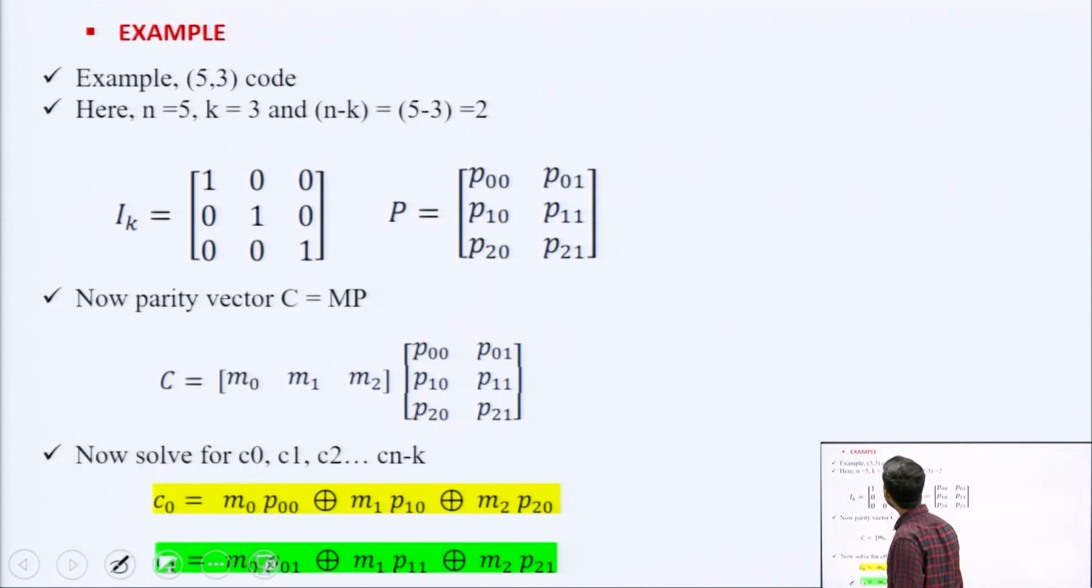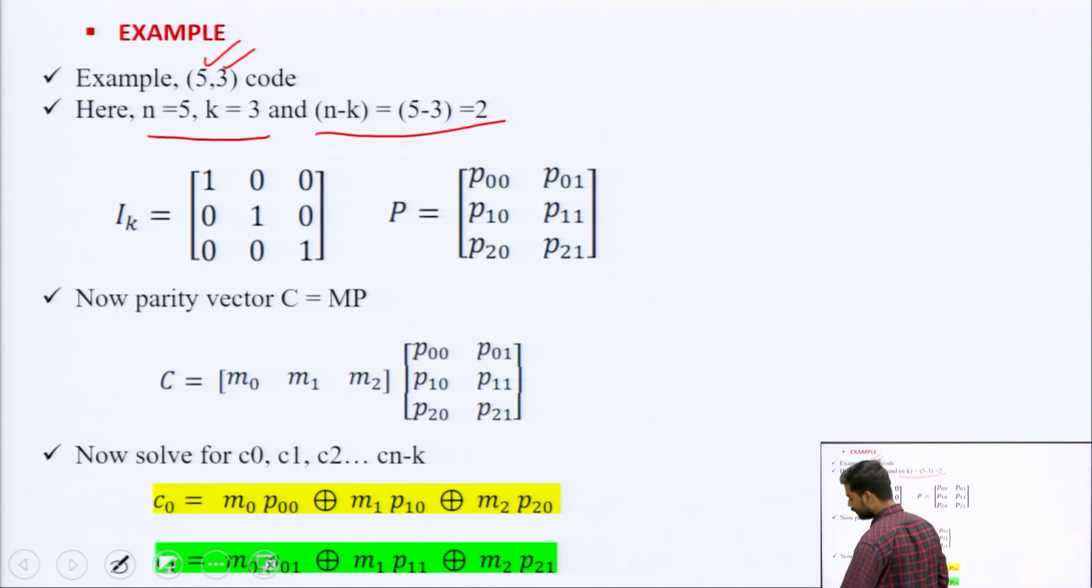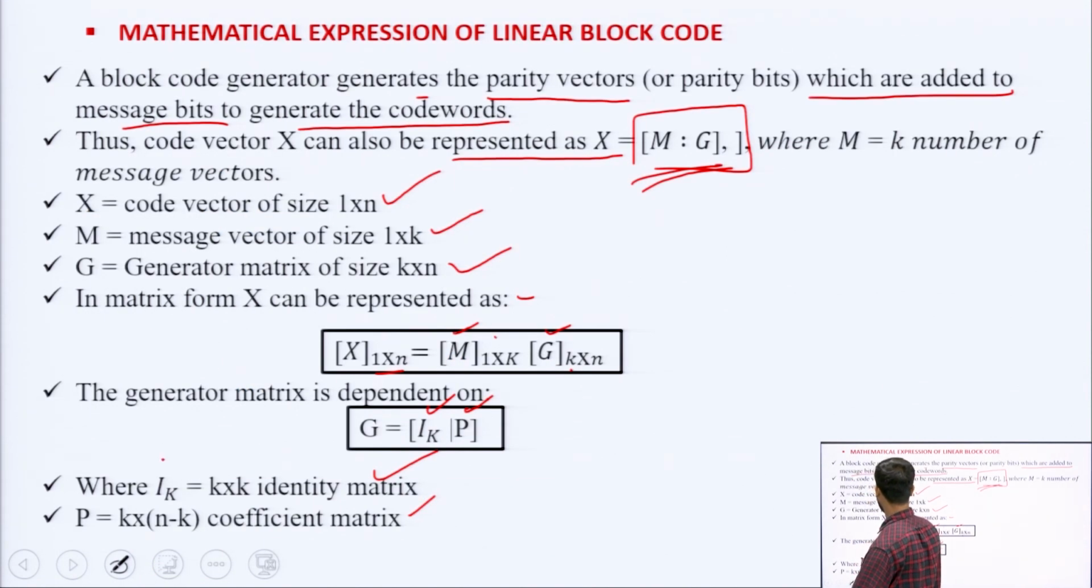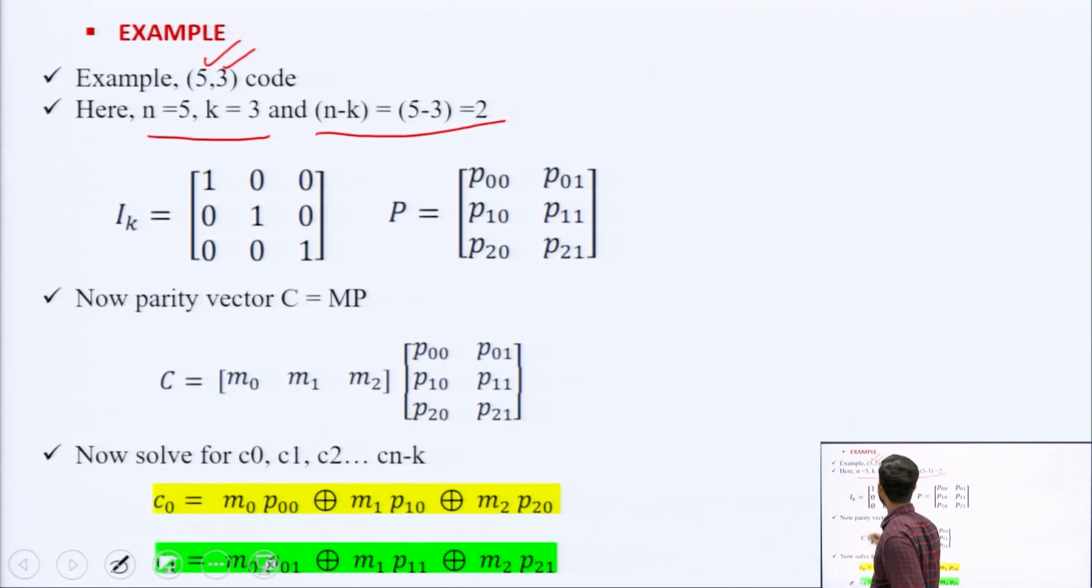For example, take a (5,3) code where n equal to 5, k equal to 3, and n minus k is equal to 2. Now I_k is your identity matrix, a 3 cross 3 matrix where only the diagonal entries are 1. Similarly, the parity matrix P has entries P00, P01, P10, P11, P20 and P21.